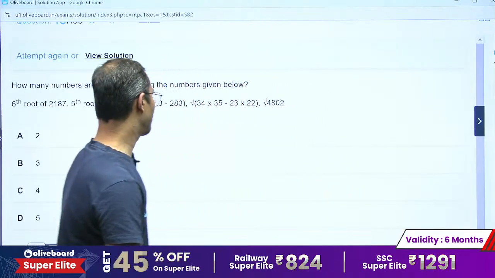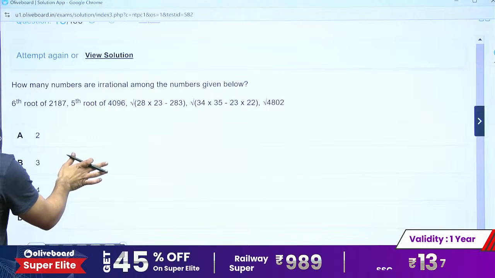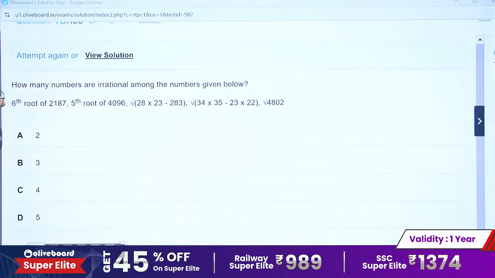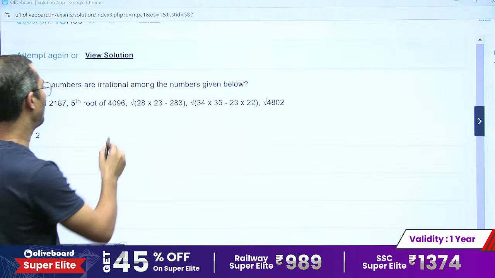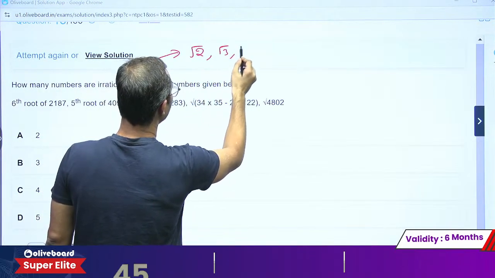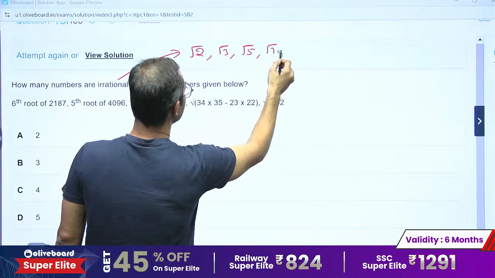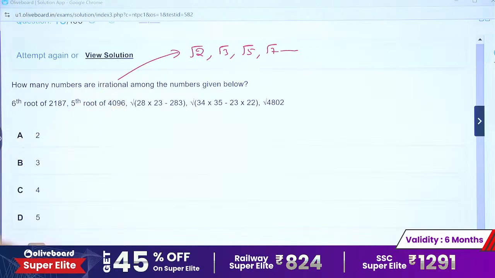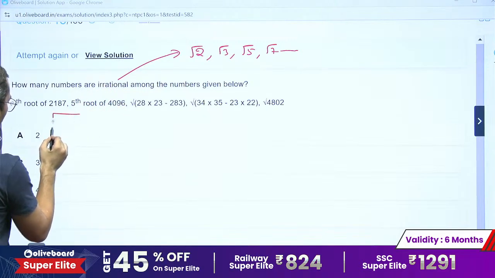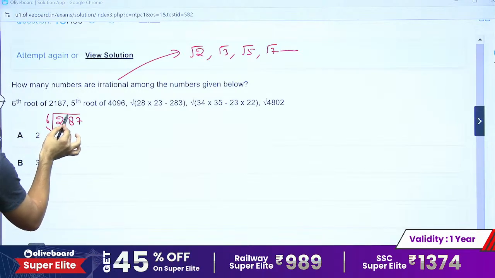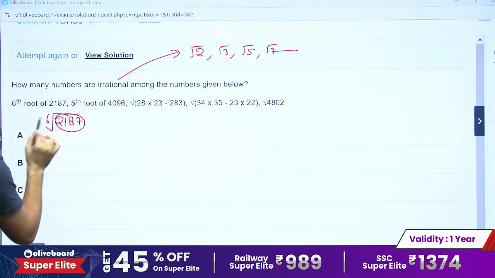Tell me what is the answer for this question. See, how many numbers are irrational? Irrational means the number is in the form of √2, √3, √5, √7. So these are irrational, right? If we get such a form, we can say they are irrational. So we have to calculate the 6th root of 2187, right? We are not getting the 6th root of this, so this is an irrational number.